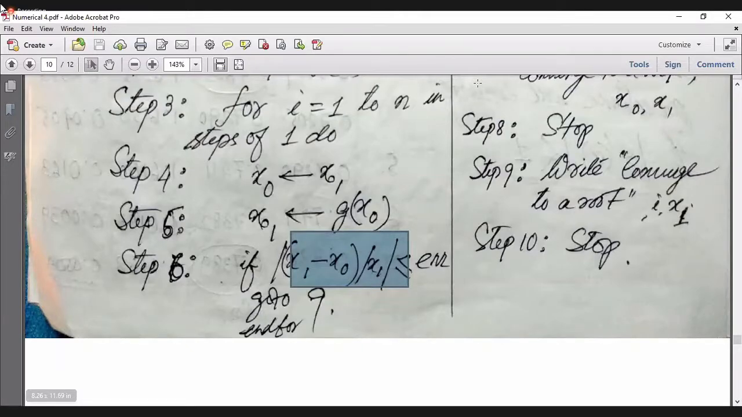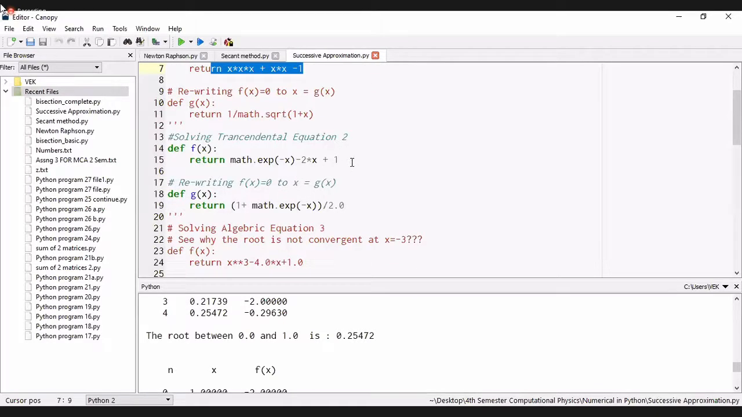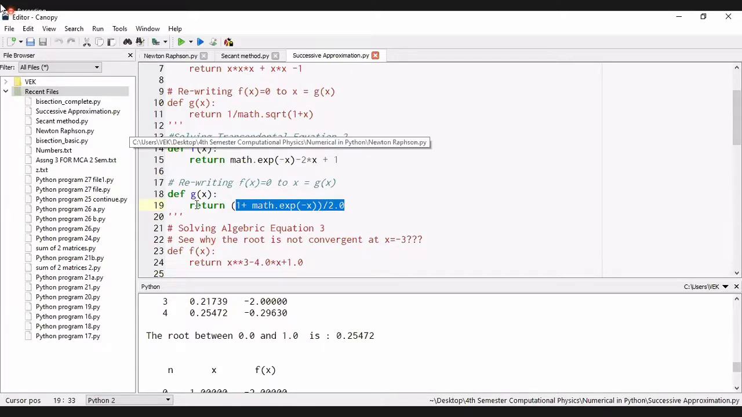Now, how to implement this in Python? What happened here? We can use this for algebraic equations also, right? Now, the given equation we can write like this: f of x will be e to the power minus x minus 2x plus 1. Okay, this is my f of x. Now my g of x will be how much? As I have converted it, 1 plus e to the power minus x divided by 2, right? So now I got f of x and g of x.